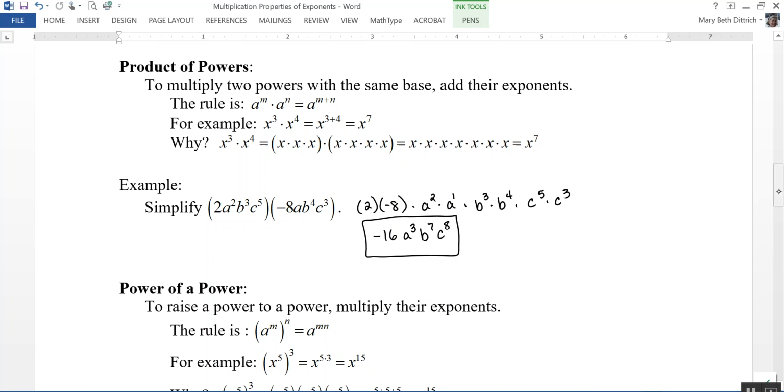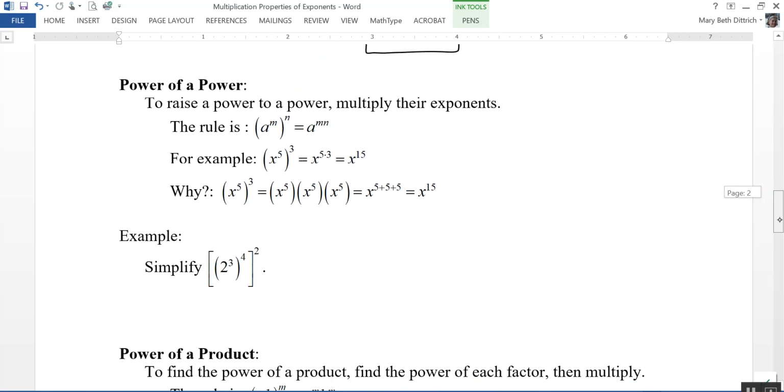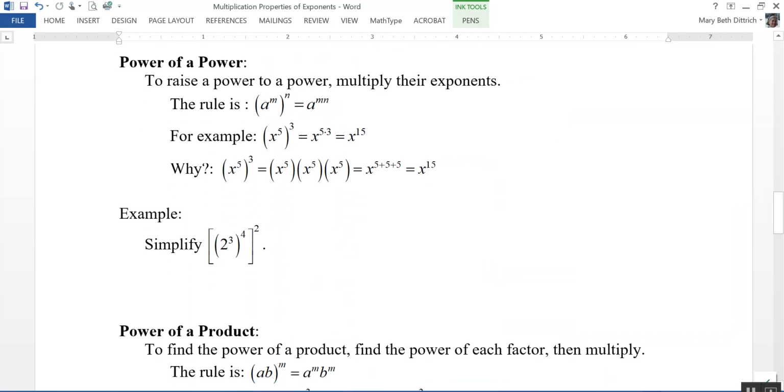Okay. Another property you should be familiar with is power of a power. That means to raise a power to a power. And to do that, we multiply their exponents. That's going to look like this. So if I have a raised to the power of m, and that whole thing raised to the power of n, that's going to be equal to a raised to the power of m times n. So for example, if I have x to the 5th power, and x to the 5th itself is cubed, that's going to be x to the 5 times 3, or x to the 15th power.